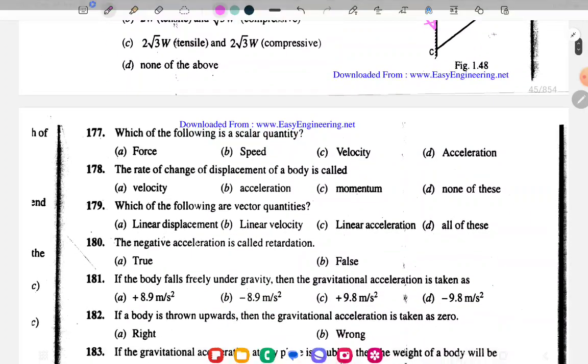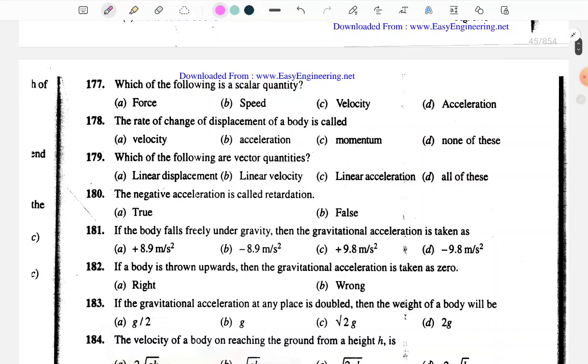Which of the following is a scalar quantity? Speed is a scalar quantity. 177 is B. The rate of change of displacement of a body is called velocity. Which of the following is a vector quantity? These all are vector quantities.